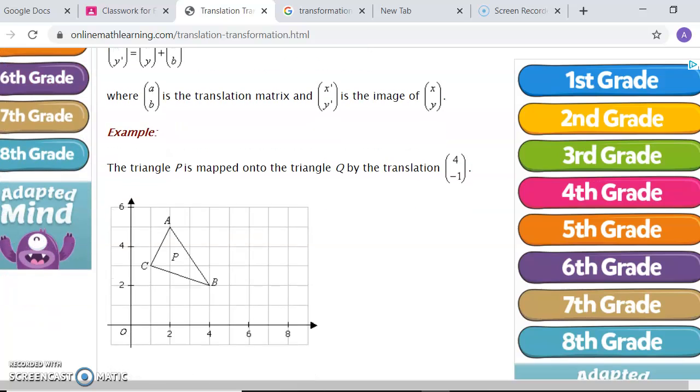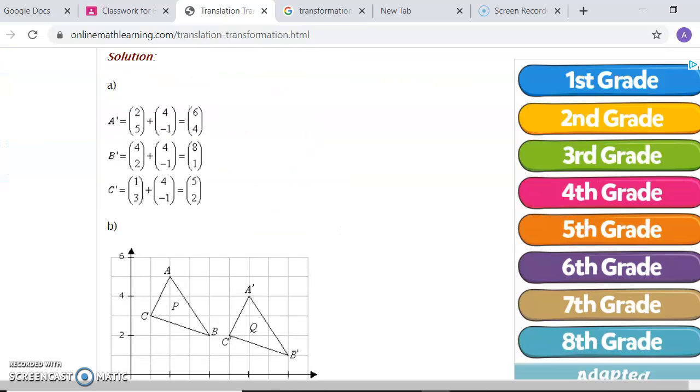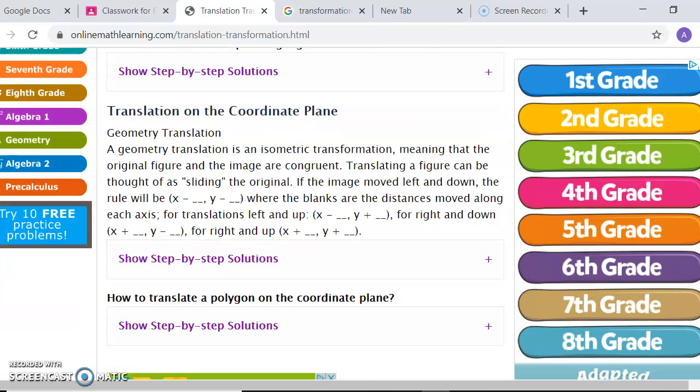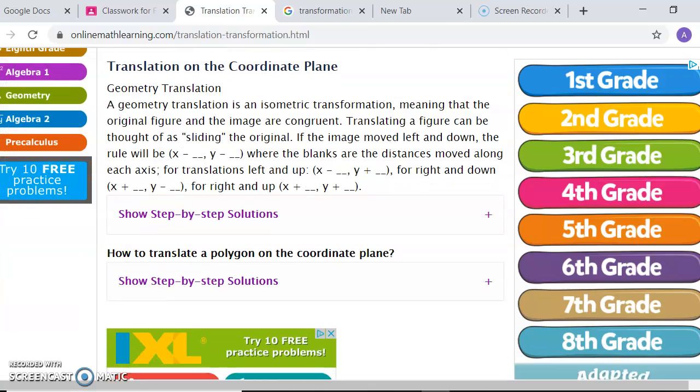So that is talking about translation, and I will go ahead and do a few problems. Again, we have translation on the coordinate plane, what's called geometric translation. I'm going to touch on this point before I leave. A geometric translation is an isometric transformation, meaning that the original figure and image are congruent. Congruent means the same. Translating a figure can be thought of as sliding the original.